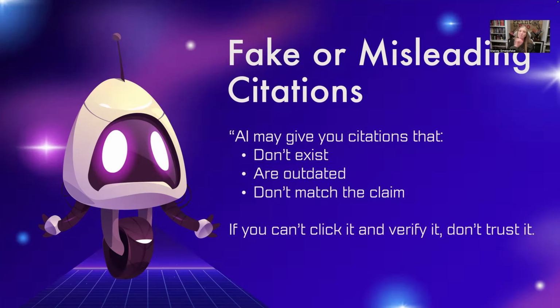Another thing that you need to be aware of is that it will create fake or misleading citations as well. So sometimes it may give you citations that don't exist or are outdated, or they don't match the claim. In fact, I know when I was doing one search in particular using AI and I asked it to cite where its sources were coming from, some of the citations it gave me were actually 404s, meaning that they were websites that no longer existed. So I couldn't use those because those citations didn't exist, and I wasn't going to use that information without having the information to back it up.